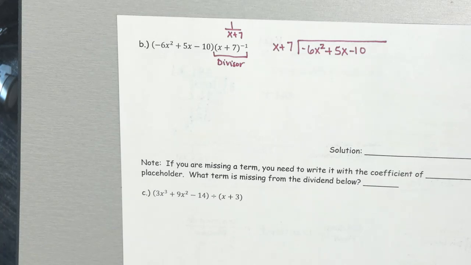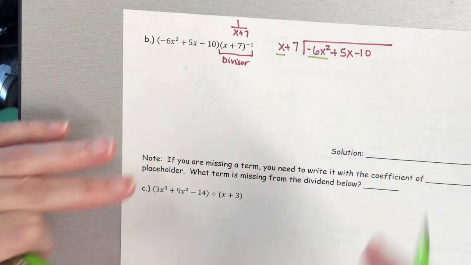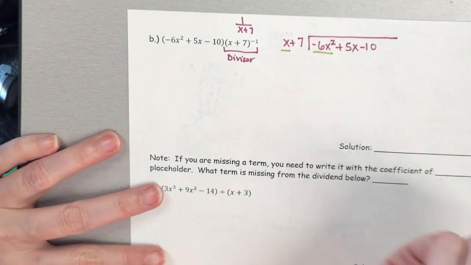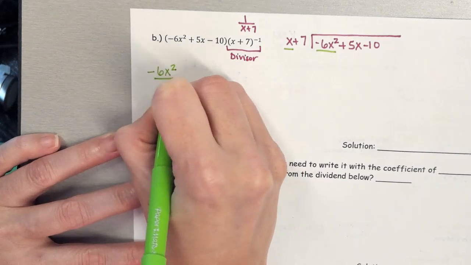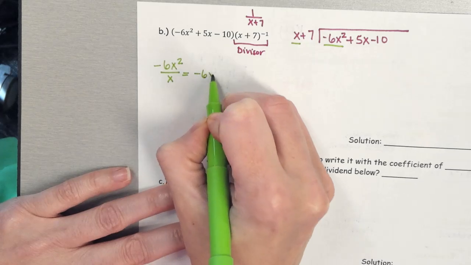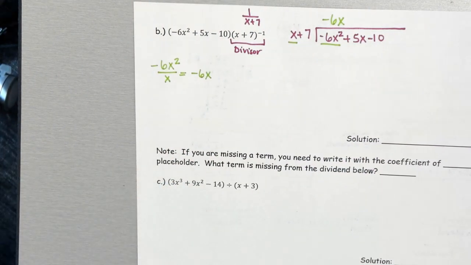Okay, so the first thing you should be asking yourself is, what can you multiply by x to get to -6x squared? Okay, another way you can do this is you can just divide. If you do -6x squared divided by x, what would you be left with? And so you can put that on the top. And now I want you to distribute, okay? So you're going to distribute both.